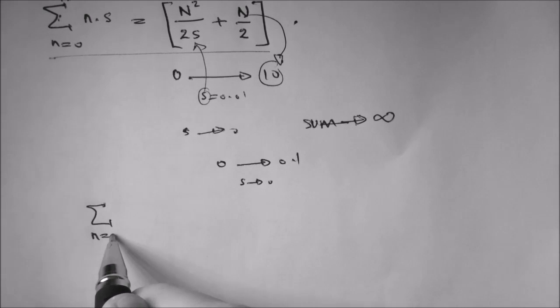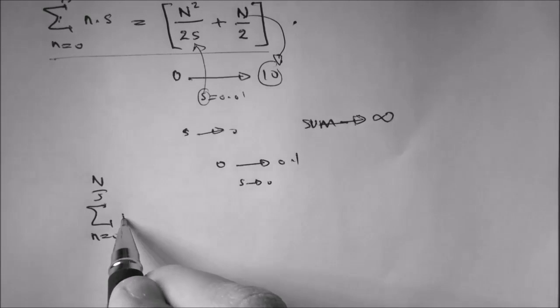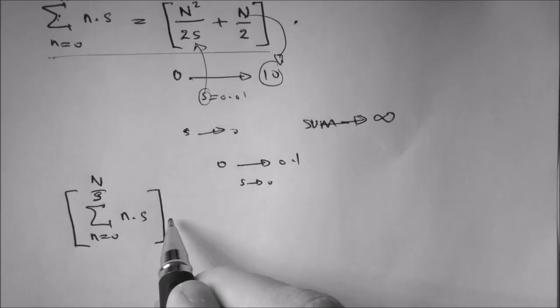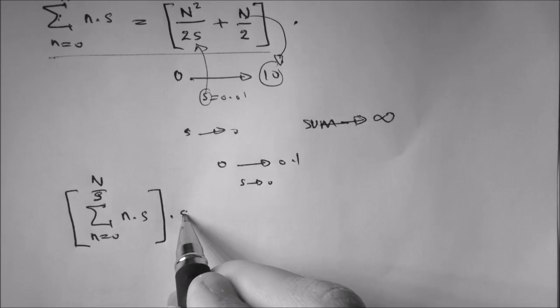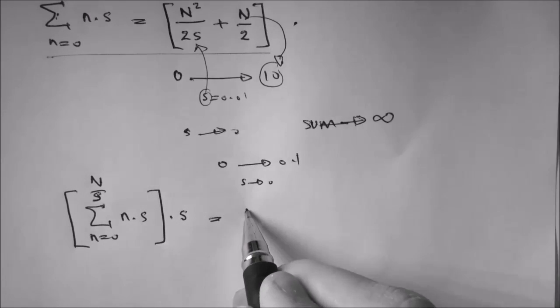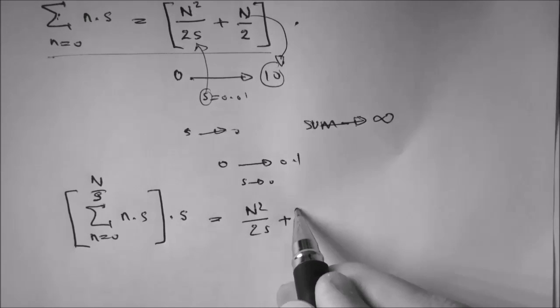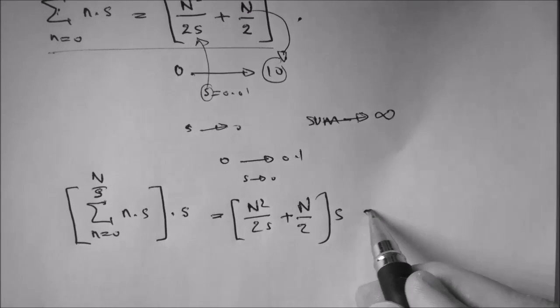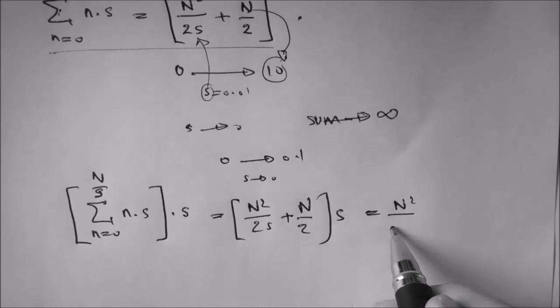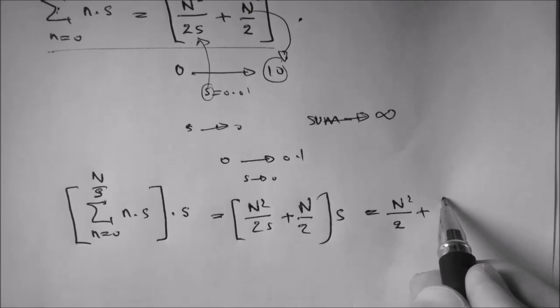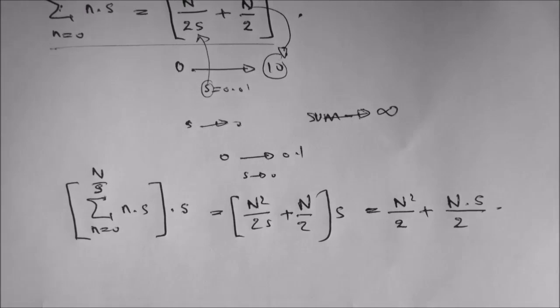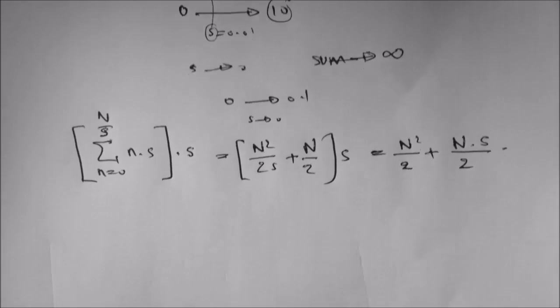We put n over s, and for the summation, we multiply it by the step we used. So what do we get? n squared over 2s plus n over 2, multiplied by the step we used to evaluate this sum. And the result will be n squared over 2 plus n times s over 2. What's the physical meaning of this?